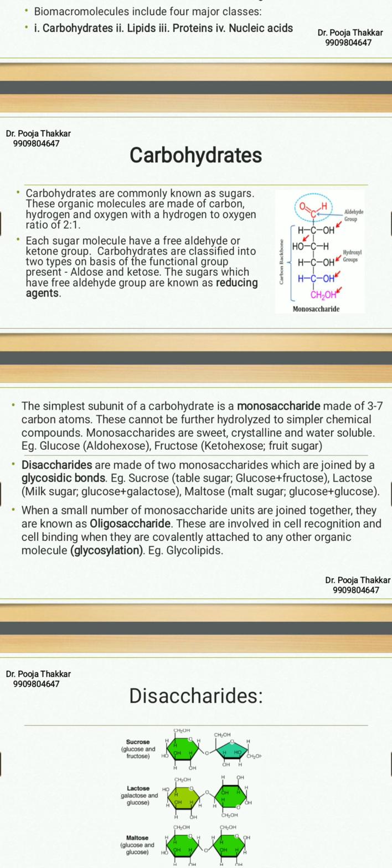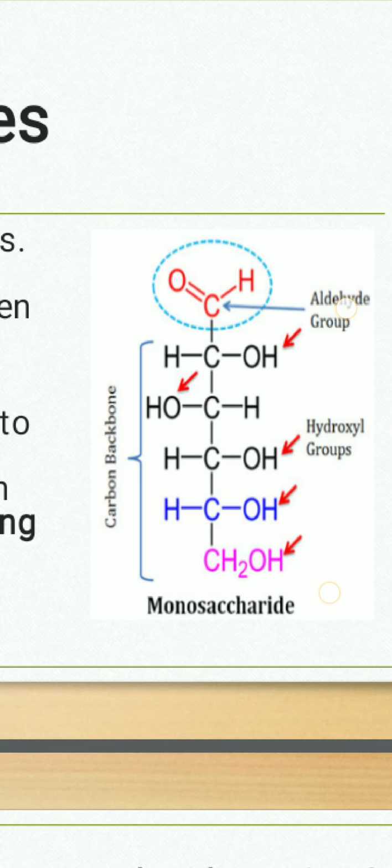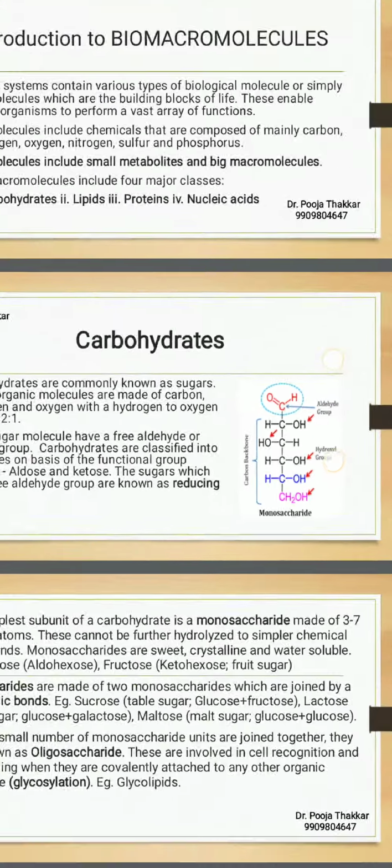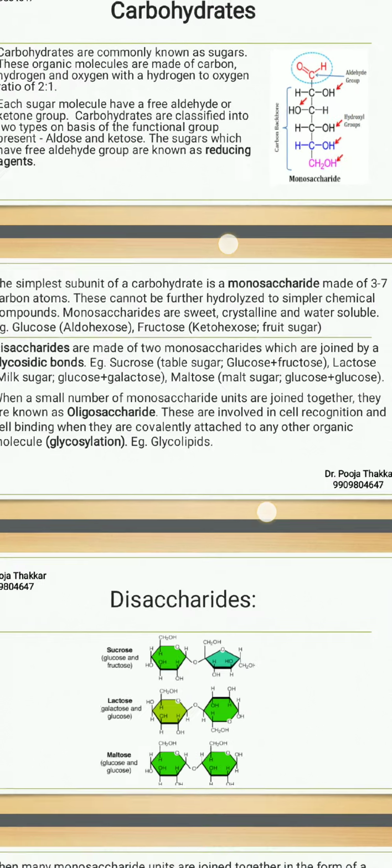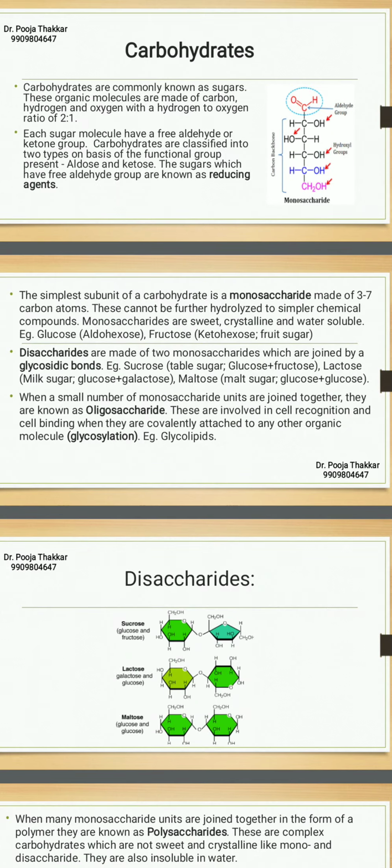The simplest subunit of the carbohydrate is called a monosaccharide, or in short a monomer, which is made up of 3 to 7 carbon atoms. As we discussed, glucose has 6 carbons, so that is the monomer. These cannot be further hydrolyzed into simpler chemical compounds. The hydrolysis of these small monosaccharides into individual components is not at all possible.